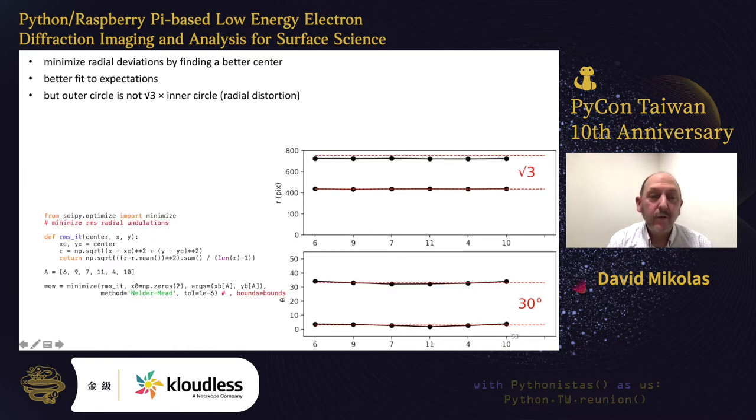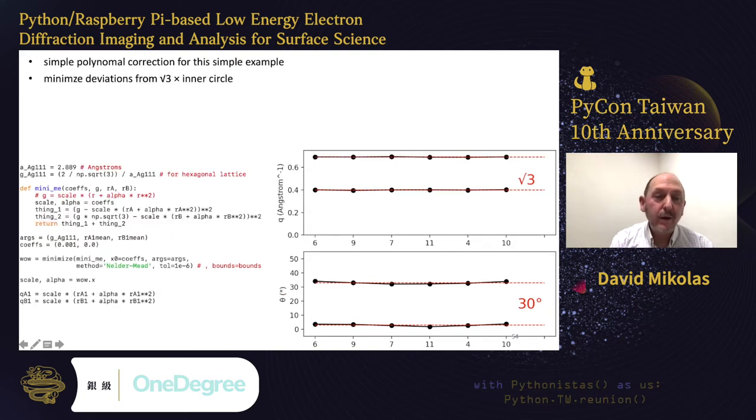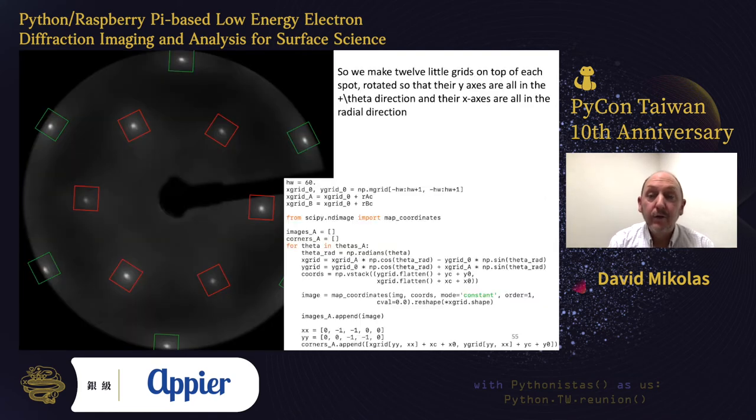Now by using minimize and floating the center until we minimize the errors in that first circle fit, we get these to snap almost exactly to equal identical angles, and the radius is right on. Okay, very flat. However, we're not quite root three yet, so we can also minimize the coefficients in a polynomial fit to the radii to calibrate for the radial distortions.